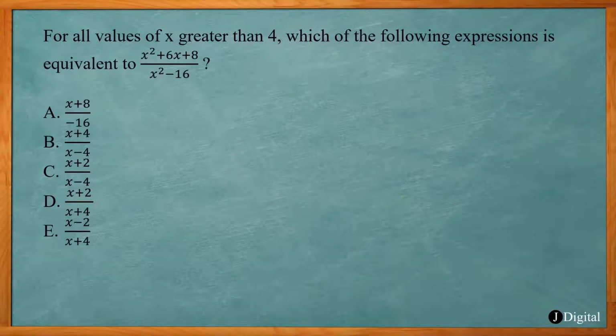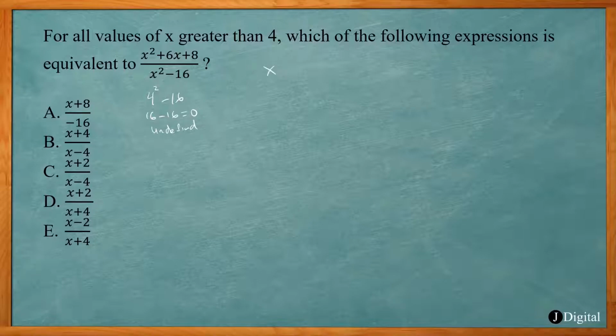Alright, so in this ACT problem it says, for all values of x greater than 4, which of the following expressions is equivalent to x squared plus 6x plus 8 divided by x squared minus 16. Now it says greater than 4 because if we had 4, on the bottom, 4 squared minus 16 or 16 minus 16 will give you 0, and we can't divide by 0 because that would be undefined. Alright, so we can factor this normally.